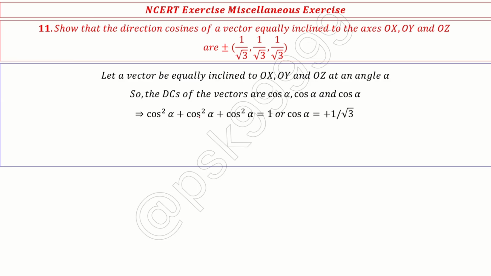So if you take this, then cos square alpha plus cos square alpha plus cos square alpha equal to 1, correct? Because of the direction cosine formula for three angles. Which means cos alpha is equal to 1 by root 3. Once you know this 1 by root 3, the DCs of the vectors are plus or minus this. So these are the direction cosines.